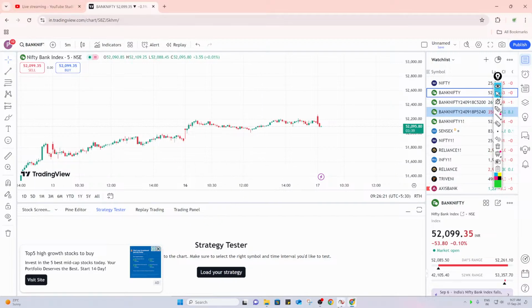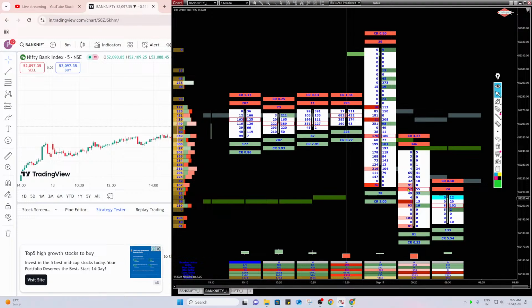Now we can see what's happening on the order flow chart. This is the order flow chart for those who are watching it fresh.